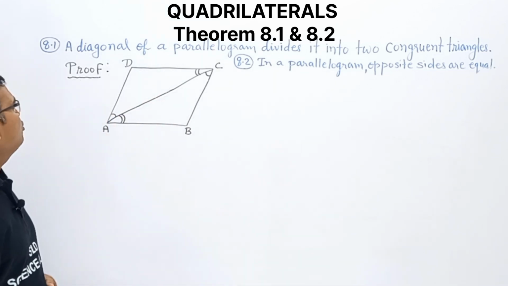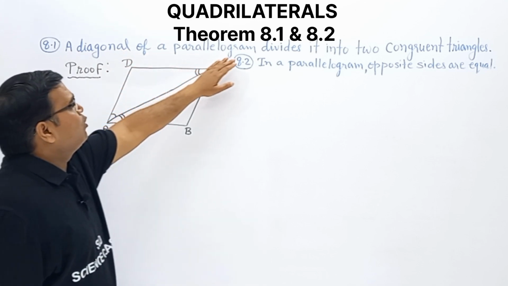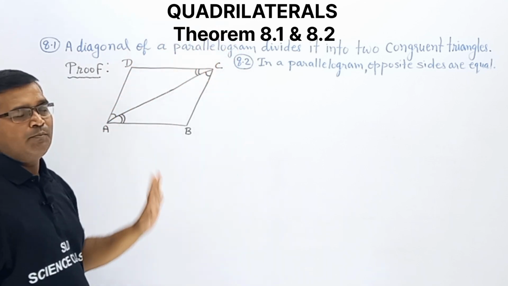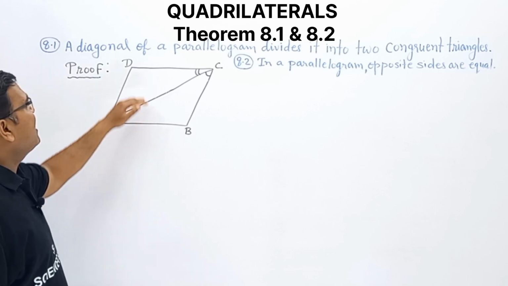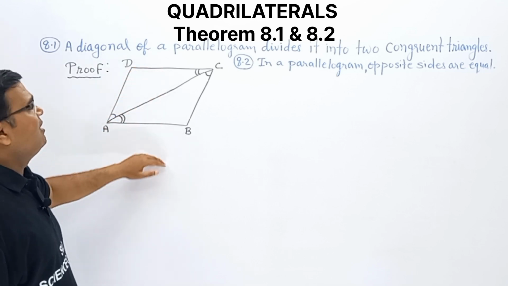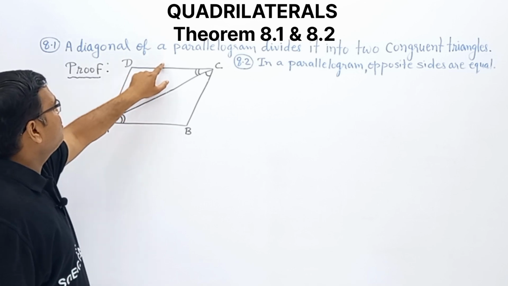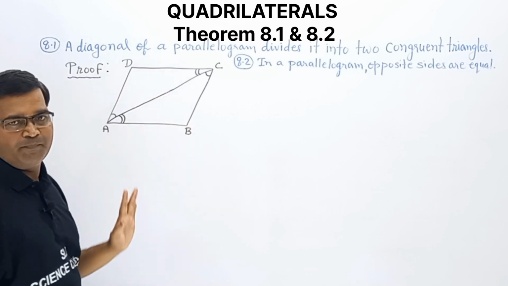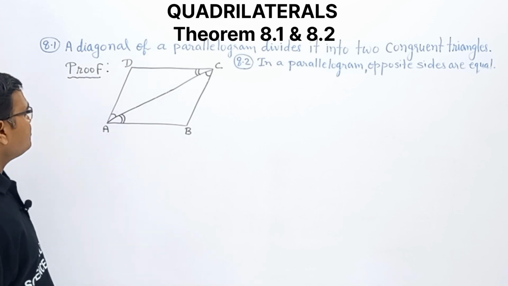And how will we prove it? Observe a diagonal of a parallelogram. We know the parallelogram well. In a parallelogram, opposite sides are parallel. This is parallel to this one, and this one is parallel to this one. Opposite sides are parallel. Clear?